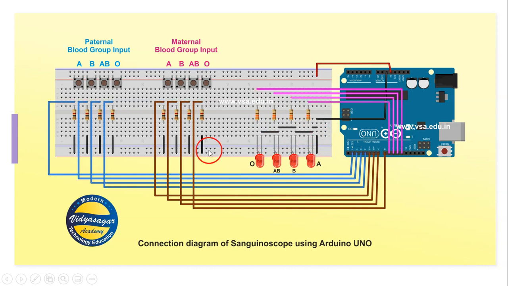Only in this circuit, remember that here the paternal blood group combination starts from A, B, and O for these 4 switches, and here also for maternal it is A, B, and O for these 4 switches. Here only the combination is reversed. You can change the combination by connecting these wires accordingly and make it A, B, then AB and O. But here the connections are reversed. Remember this, but you can reverse them again according to your display settings.